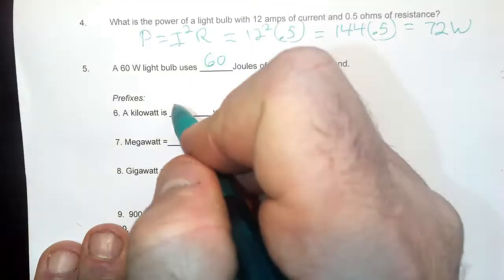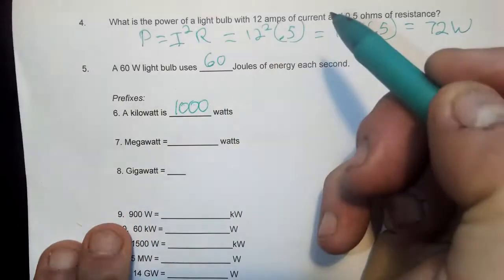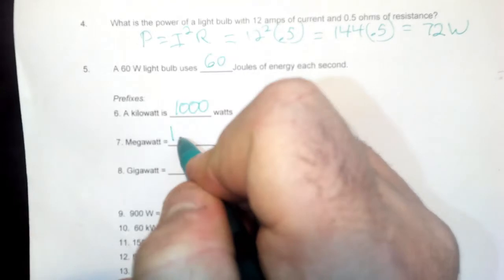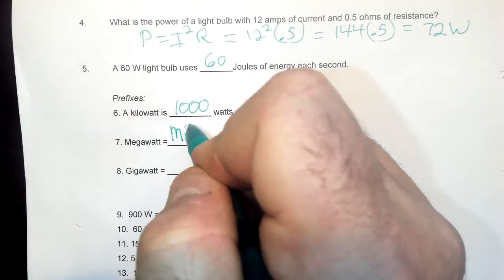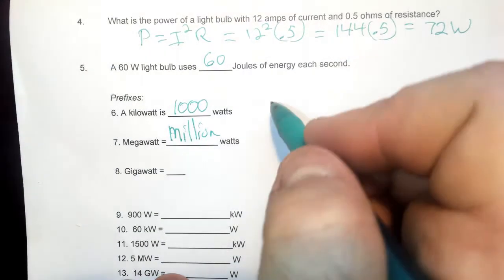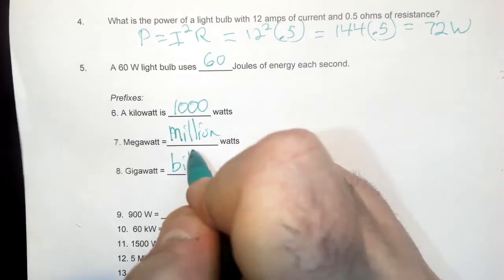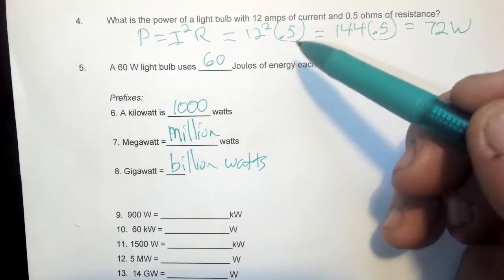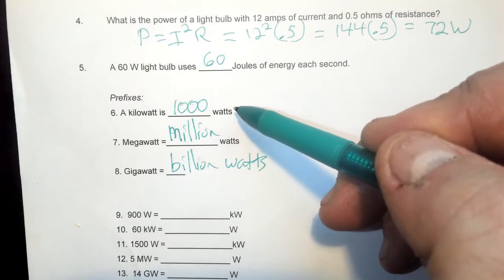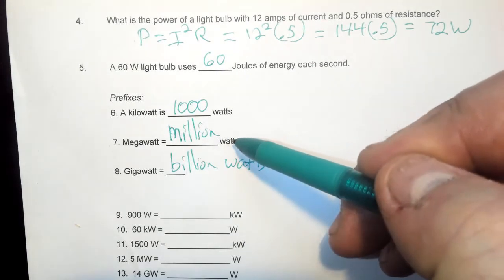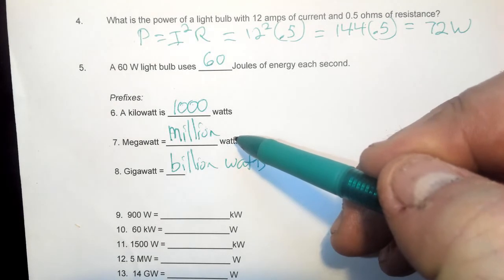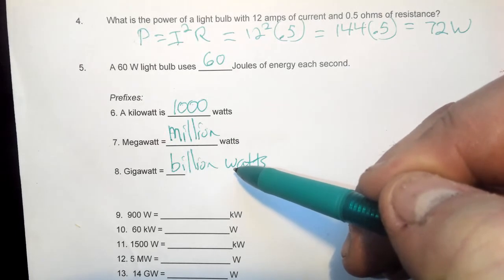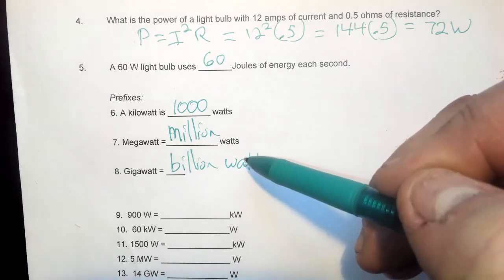So a kilowatt. Kilo, just like a kilometer, is 1,000 meters. A kilowatt is 1,000 watts. A megawatt is going to be a million watts, and a gigawatt is a billion. So the household use would probably be in kilowatts. Megawatt would be how much energy a small town uses, and a gigawatt would be more like a large city like New York or Los Angeles or an entire state.